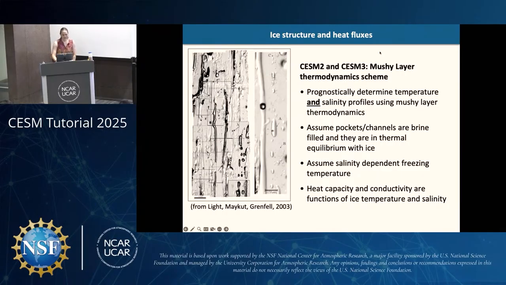Within CESM2 and CESM3, the parameterization we use to describe the structure of the sea ice is what's called the mushy layer thermodynamic scheme. Within this, we prognostically determine both the temperature and the salinity profiles throughout the ice using these thermodynamics. We assume that the pockets or brine channels are filled with brine, but they're in thermal equilibrium with the ice around them. We assume a salinity-dependent freezing temperature, and the heat capacity and conductivity are functions of the temperature and salinity within the ice.